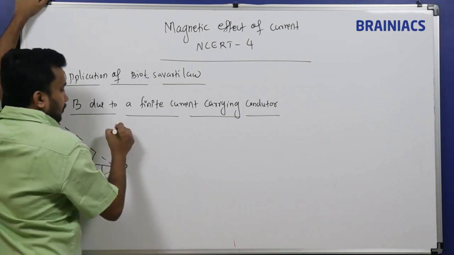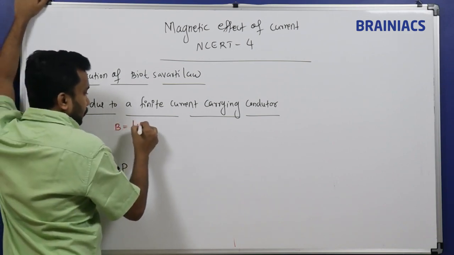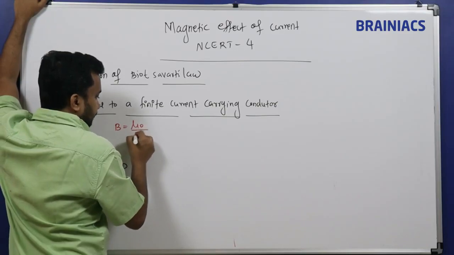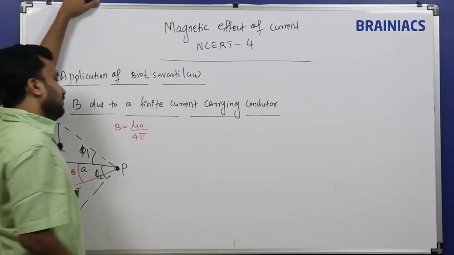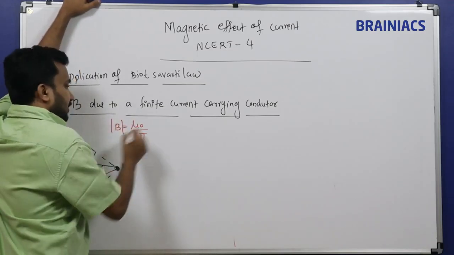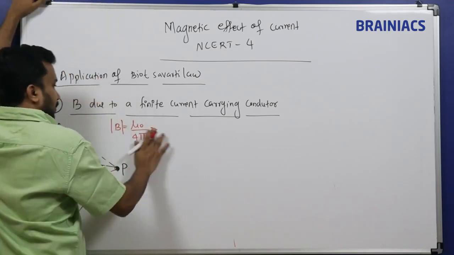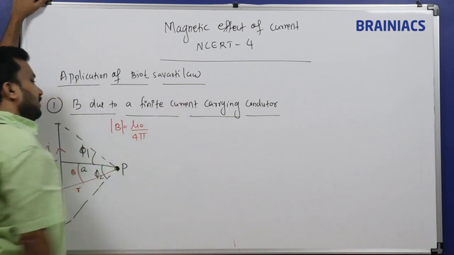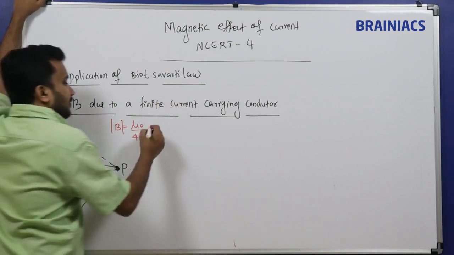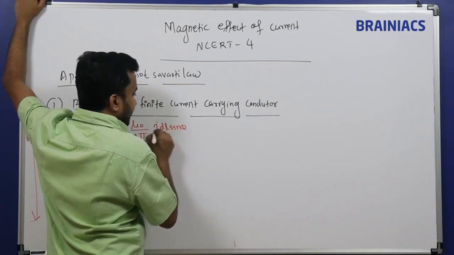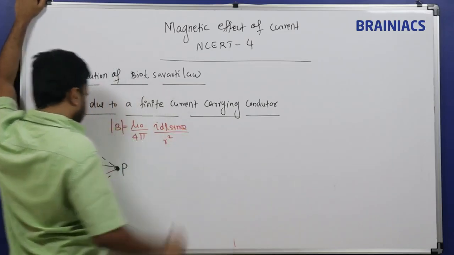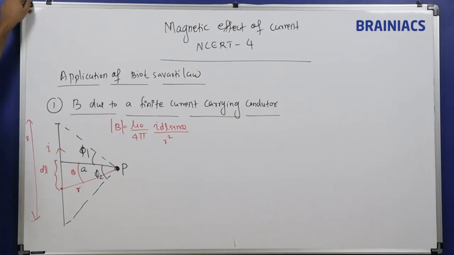So let's apply. The magnetic field B is equal to mu 0 by 4 pi. We are going to find the magnitude format. Vector format we don't want to find, because vector format means we'll get direction also. So B is mu 0 by 4 pi into I dl sine theta divided by r square. This is the general format.